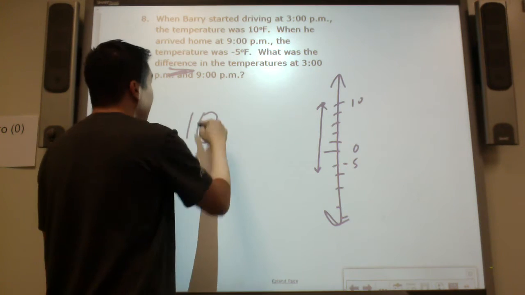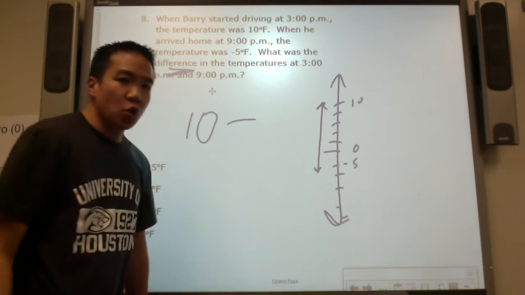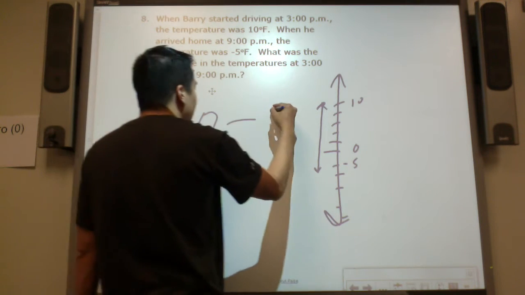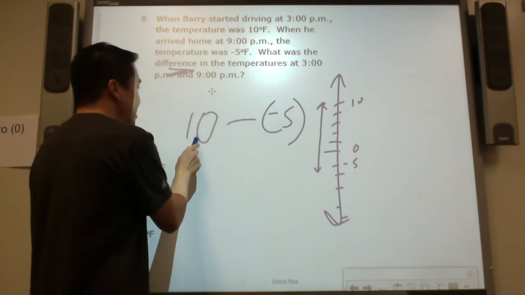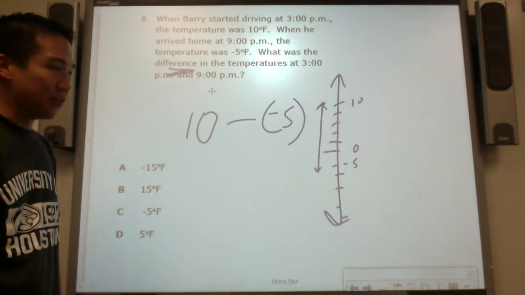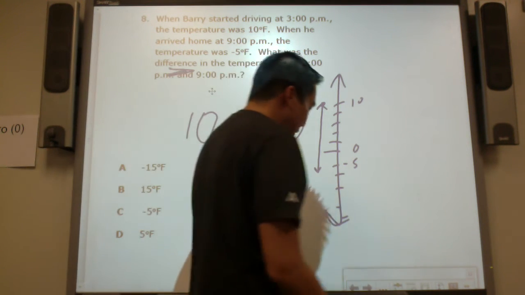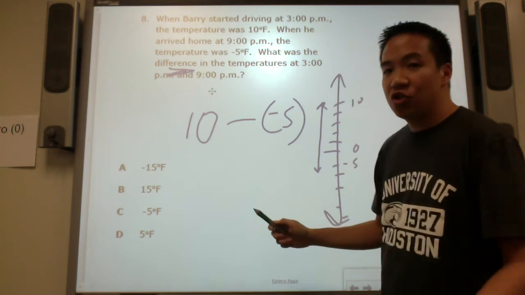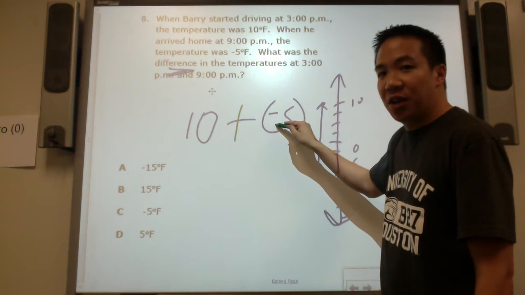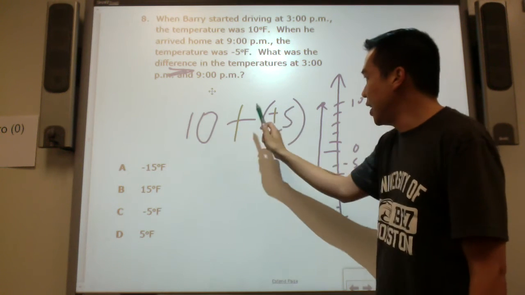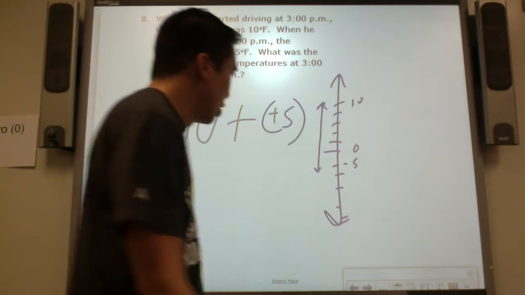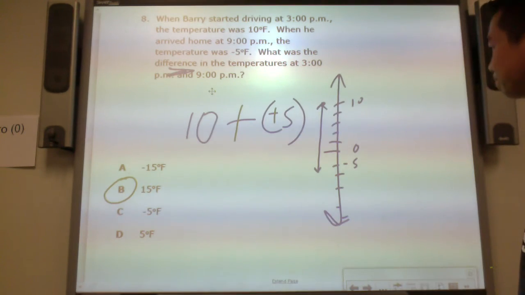So the temperature at 3 p.m. was 10 degrees. What does the word difference mean? Subtract. -5. So this is the temperature at 3 p.m. This is the temperature at 9 p.m. What is the difference? So how do you subtract again? Change, add the opposite. The opposite of -5 is +5. So 10 plus 5 is 15. B is the answer.